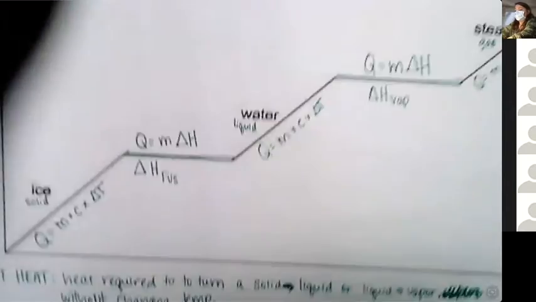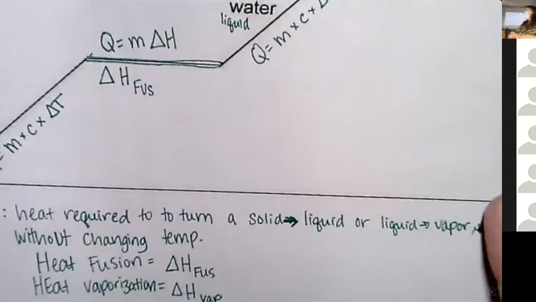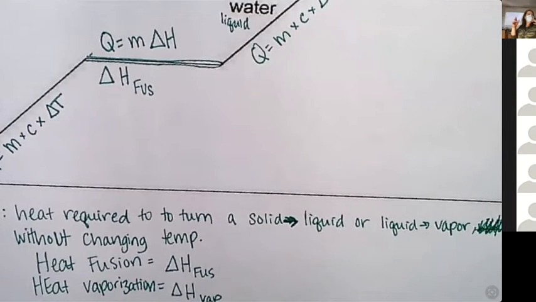Let's talk about the math real quick. So basically, latent heat is not heat that's changing. The heat is changing, the temperature is not. When I say heat, keep in mind, I mean heat energy. And so the energy is changing, but the actual temperature itself is not.